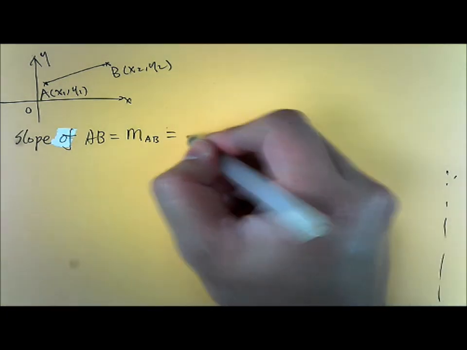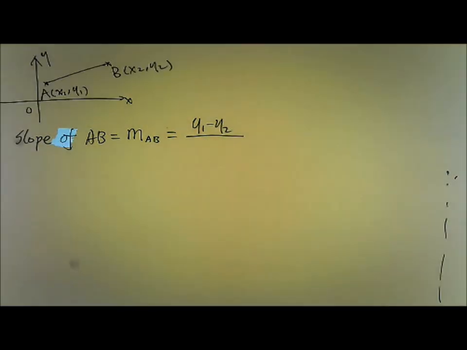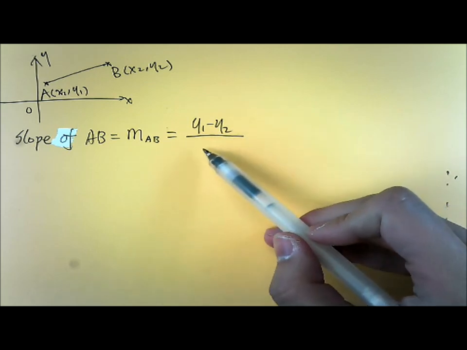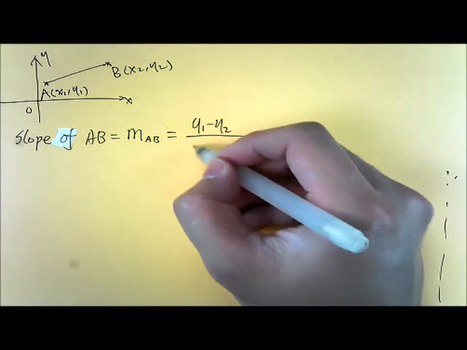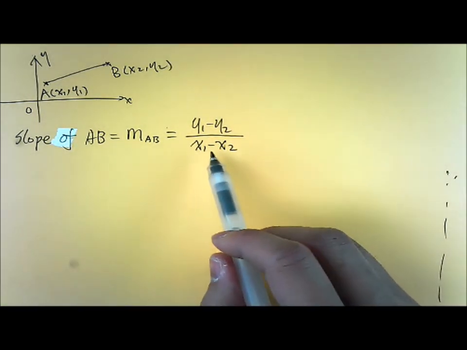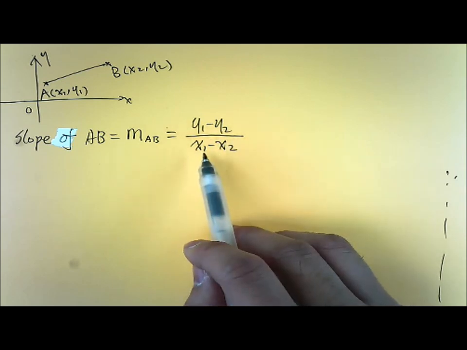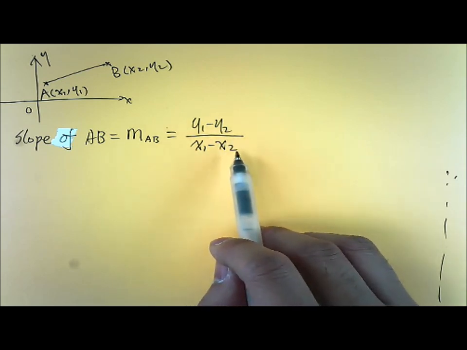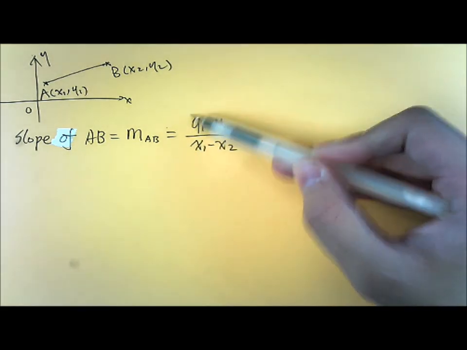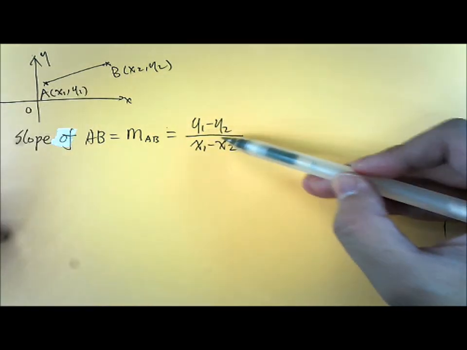Here the formula would be: y minus y, two y's minus together. If you're doing y1 minus y2 at the top, at the bottom you must do x1 minus x2. You cannot just change the order. For example, if you do y1 minus y2 above, at the bottom you cannot do x2 minus x1. These two should be a pair, the original pair here and the original pair here. Do not change the order.